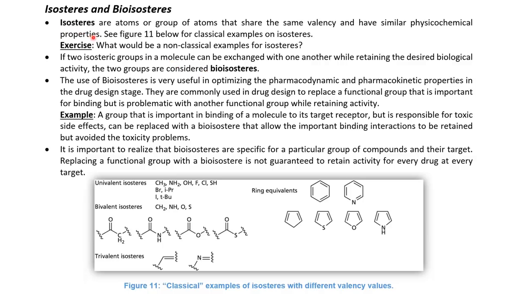Basically, isosteres is a broader term, a more general term than bioisosteres. So bioisosteres is a narrower term. Basically, if two groups are bioisosteres, then they are by default isosteres. But if two groups are isosteres, then they are not necessarily bioisosteres unless they retain the desired biological activity once they are substituted in a molecule. Okay.